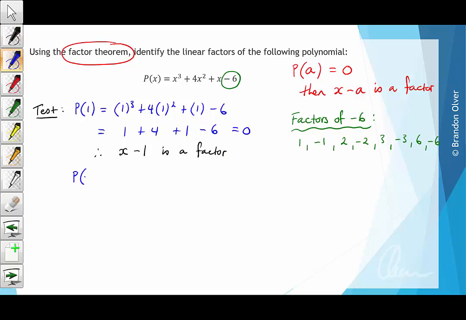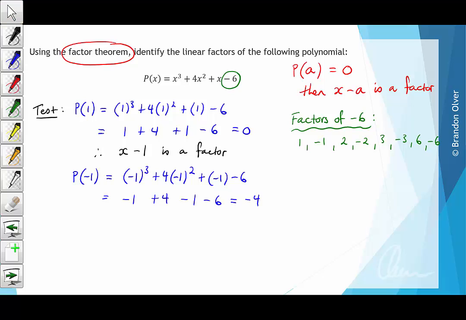Next, we'll test -1 in the polynomial. So we'll have -1 cubed plus 4 times -1 squared plus -1 minus 6, which will give us -1 plus 4, because -1 squared is +1, minus 1 minus 6, and that all adds up to -4. So we know that x plus 1 is not a factor.